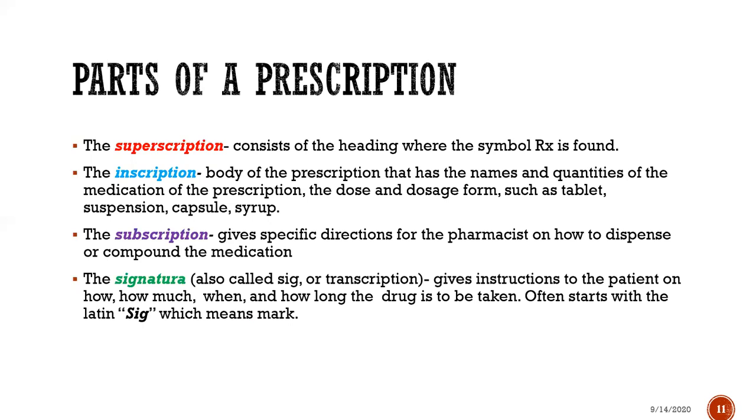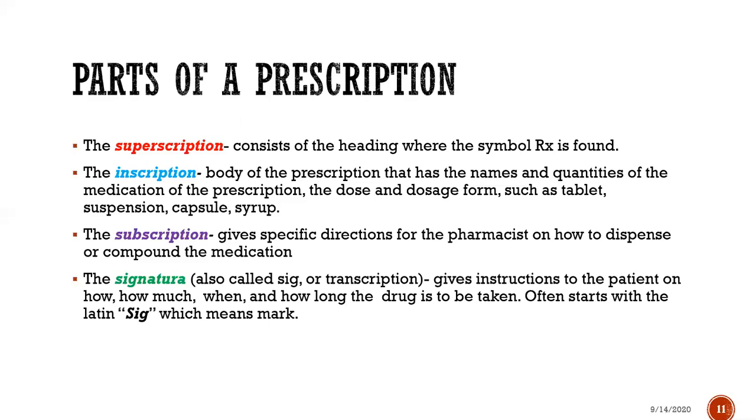And then below that, you're going to have the inscription, which is really the body of the prescription that contains all the necessary information for the patient and the pharmacist. It will give you the name and quantities of the medication, the dose, and the dosage form, such as tablet, capsules, and syrup.